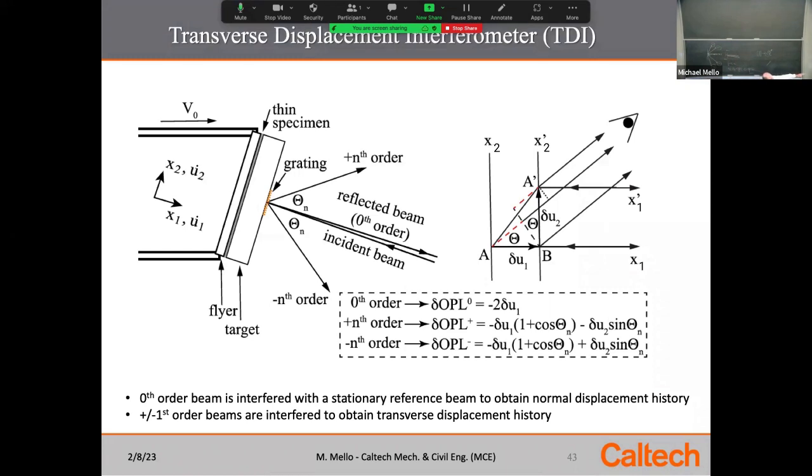If you look at their path length differences and you subtract them from each other, I'll move the cursor so you can watch, if I subtract this one minus this one, you notice you have a minus delta U1 and a minus delta U1 here, okay? Those then are going to cancel out, and you're going to be left with only the U2 component here, okay? So the subtraction of those two is going to leave you with only one component of motion.